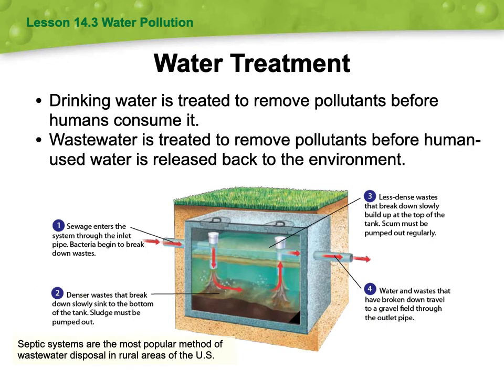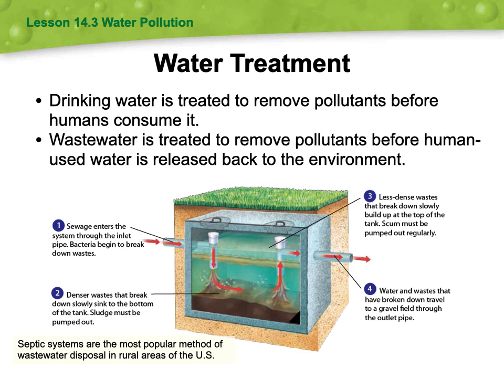Last slide here is just going through water treatment and kind of what I mentioned on the last slide about biological pollution. So drinking water is treated to remove pollutants before humans consume it. Wastewater is treated to remove pollutants before human used water is released back into the environment. So there's a variety of steps, as you can see on the diagram, where sewage enters a system through the inlet pipe, and this is kind of a septic system idea. Underground, where again that sewage enters, and then solids will sink to the bottom of the tank, and it can eventually be pumped or cleaned out in one way or another.